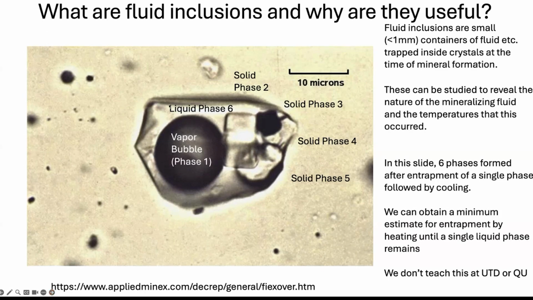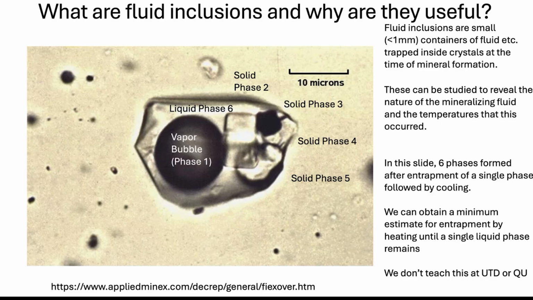All right, so another thing that we use to study ore deposits is fluid inclusions. Fluid inclusions are small. This one's very small, looks like it's only 20 or 30 microns across. These things are normally less than a millimeter, but they're little containers of fluid that were trapped inside the crystals at the time of mineral formation. So if this is in a pyrite, if you can understand what the fluid in here is, you've got some constraints on the fluid that formed the pyrite. So you can study these to reveal the nature of the mineralizing fluid and the temperatures at which it occurred.